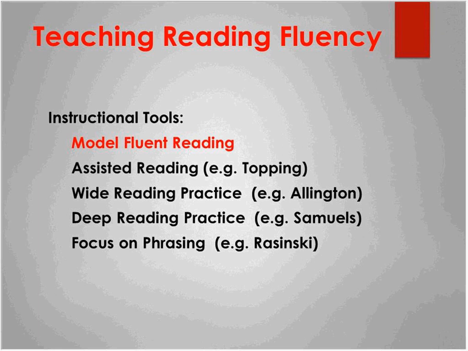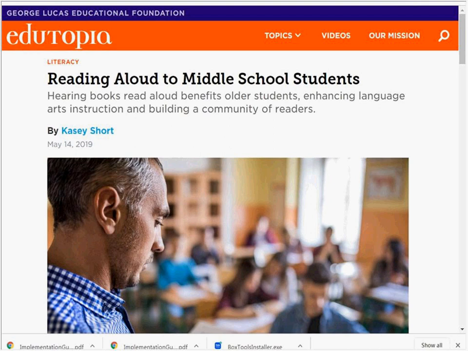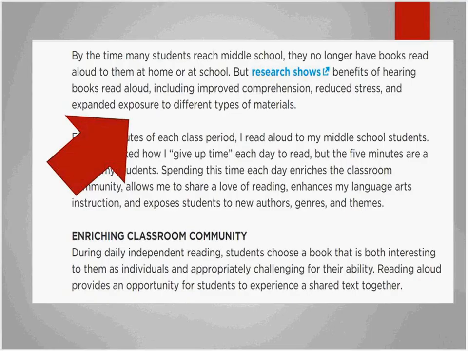Okay? So the first thing is easy. We model fluent reading for our kids. It means reading a lot to kids. We're showing them what fluent reading is. What better way than by reading to kids? We know that kids who are read to on a regular basis have larger vocabularies, better comprehension, and are more enthusiastic about reading. I like to listen to books on tape, or my wife and I read to each other. Research is out there. This comes from Edutopia.